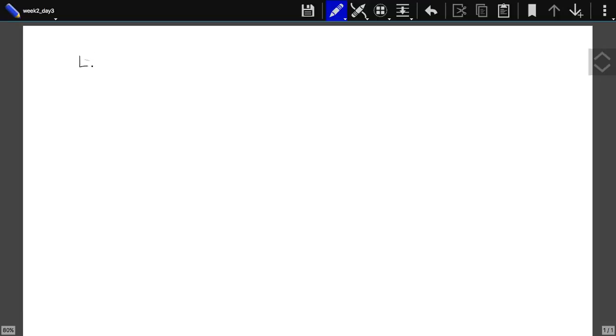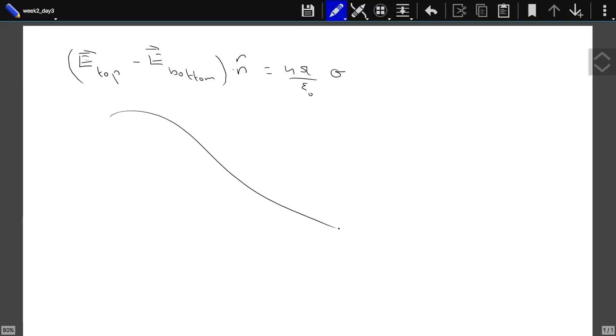Okay, so the last thing we had shown is that the electric field at the top of a surface minus the electric field at the bottom of the surface, taking their component perpendicular to the surface, was equal to 4 pi sigma, or sigma over epsilon 0, where if this is our surface and you take this one as your n vector, this is the top side, this is the bottom side.